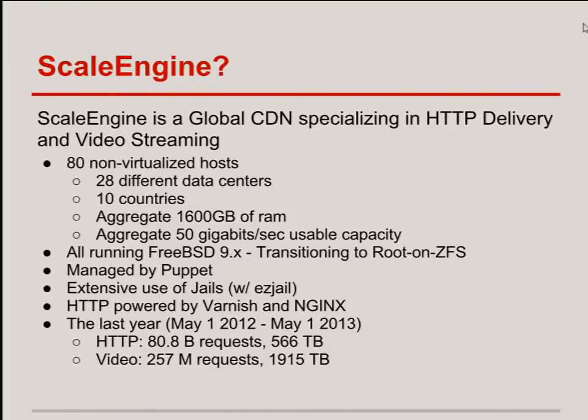So yes, why does that matter? Basically, at ScaleEngine, we do HTTP delivery and video streaming. We have about 80 non-virtualized physical machines spread out in 28 different data centers in 10 different countries. There's an insert in your goodie bag that has a list of all of our locations on it. And basically, in aggregate, we can push about 50 gigabits a second out of the machines we have.